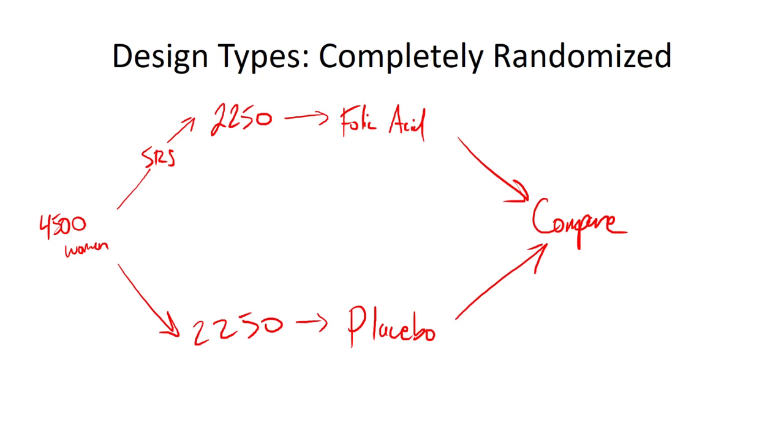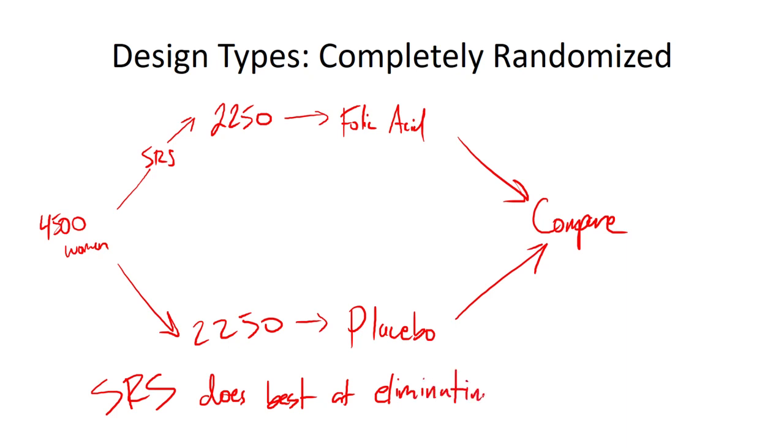So anyways, that's the idea. Here, the simple random sample does the best at eliminating bias. So that's why we always use random sampling.